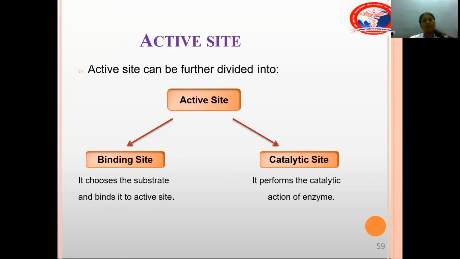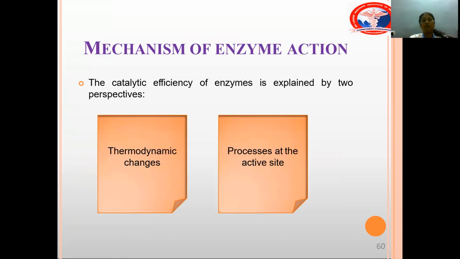The active site can also be further divided into the binding site and the catalytic site. The binding site chooses the substrate and binds it to the active site. The catalytic site performs the catalytic action of the enzyme. The mechanism of enzyme action is basically explained by two perspectives. One is thermodynamic changes. The second one is the processes which are happening at the active site.